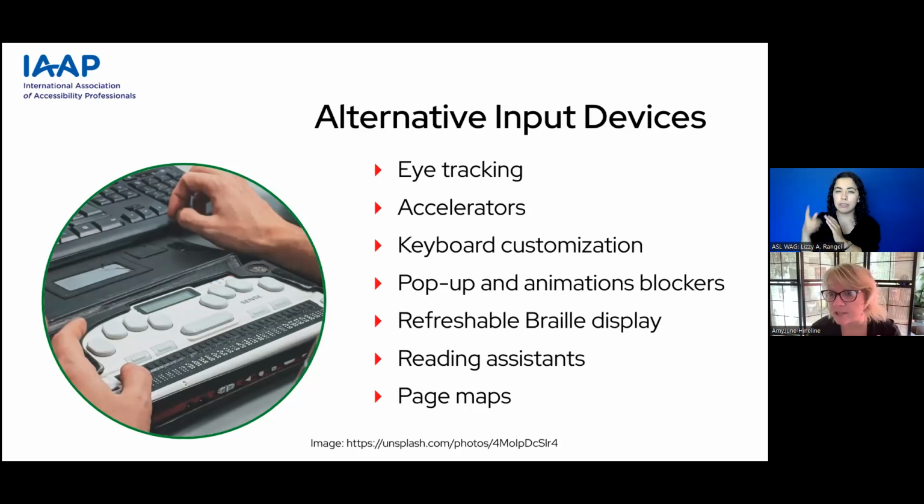And then I want to go through some alternative input devices because this is important when we talk about security on the web. There's eye tracking, a system that monitors eye movements that helps control the mouse, and it detects blinking to initiate mouse clicks. There's accelerators. This is software that helps reduce the effort needed to type or click for some of us who might have a palsy or maybe we're missing a hand.